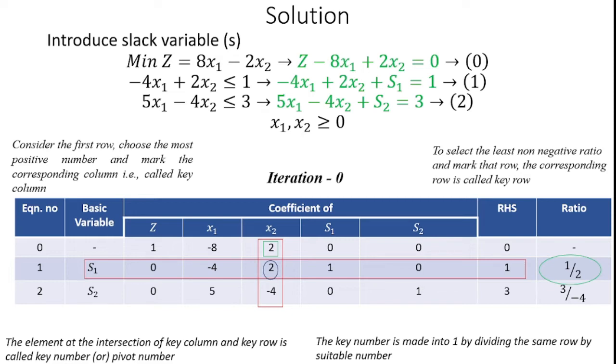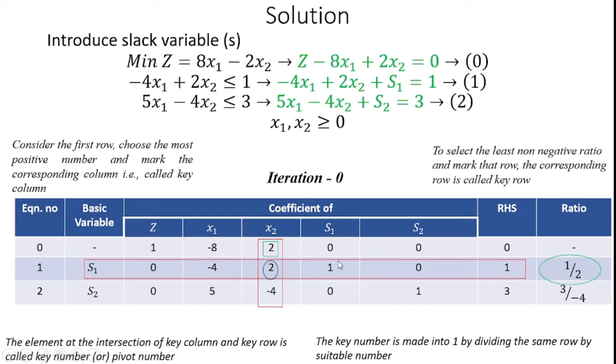After that, how can I find the key row in the available table? To select the least non-negative ratio and mark that row, the corresponding row is called the key row. So, for identifying the key row, I do the calculation for ratio. Here, how can I perform the ratio calculation? According to equation number 1 row, there is 1 available in the RHS column, and the corresponding key column value is 2.